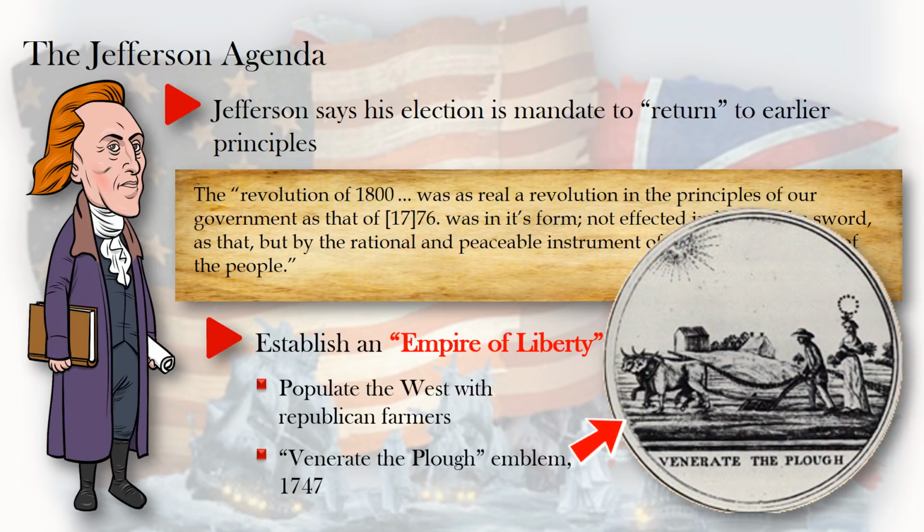And you can see one of the emblems that came about. This is from 1747, but it was a popular symbol in Jefferson's day too, in his presidency. It says, "Venerate the plow." And there you see a farmer. And which direction is he heading? He's heading westward. And following behind him is the angel or the symbol of liberty, which you can see by the stars surrounding her head. So as that farmer moves westward, he takes liberty with him. And that's sort of the thinking that animates a lot of Thomas Jefferson's beliefs.